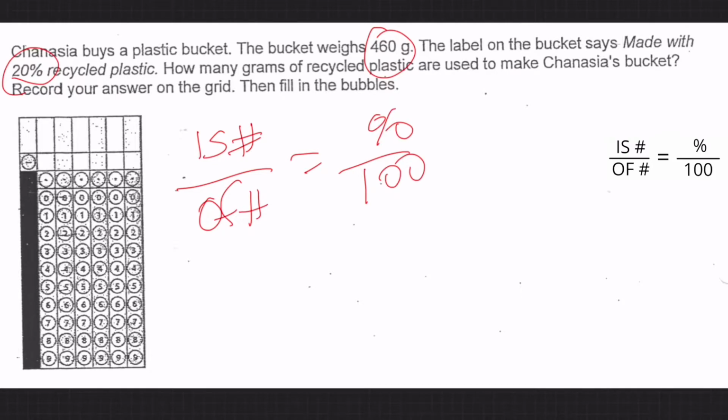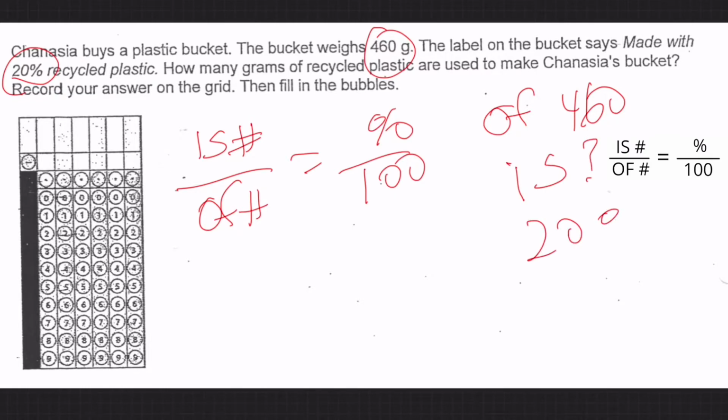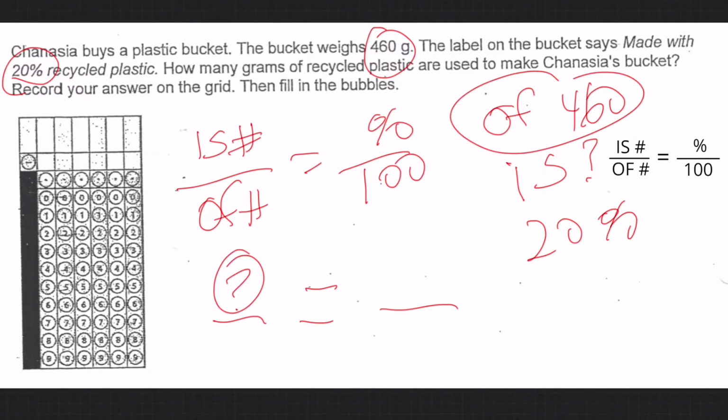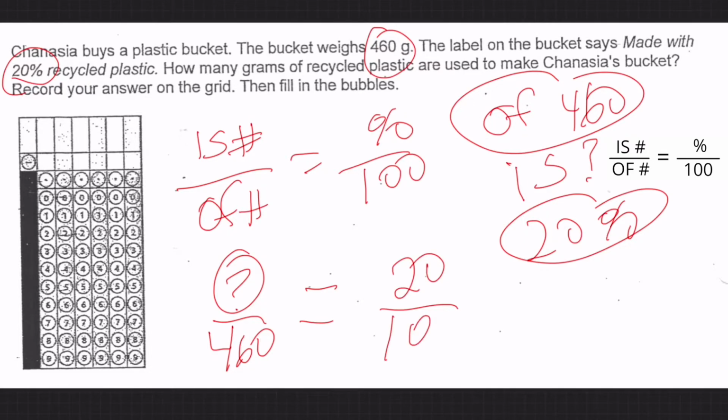In this example, we're trying to figure out, of 460 grams of plastic bucket, what is 20%? That's what the question's asking us. So we just need to plug these numbers into our formula. So I'm going to draw a blank proportion down here, and these are just equivalent fractions or equivalent ratios. The is number, we don't have. That's the one we're trying to figure out. The of number, well, that's 460 grams. The percent is 20. And we always put 100 right here because the percent is over 100, because that's what it's based on.